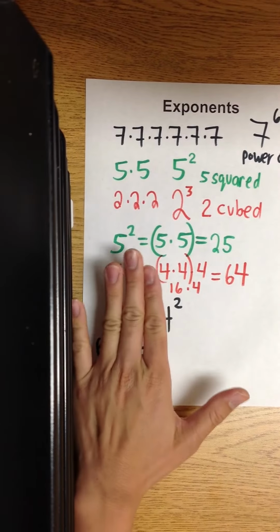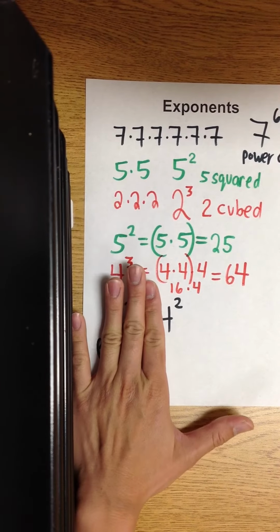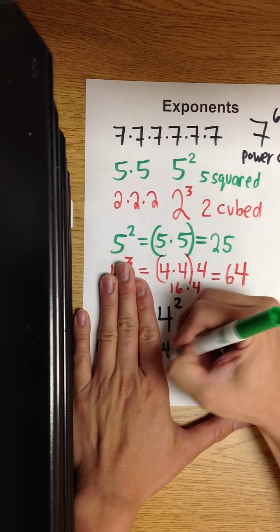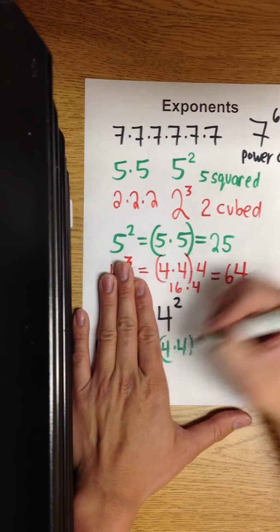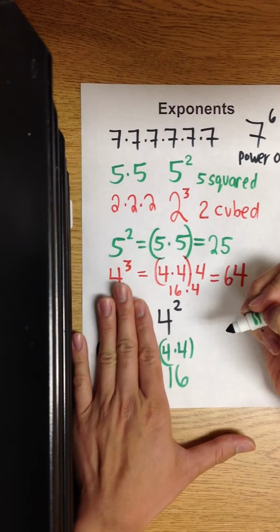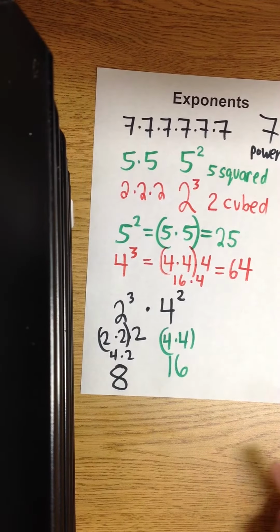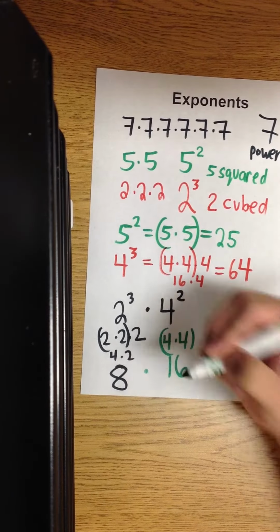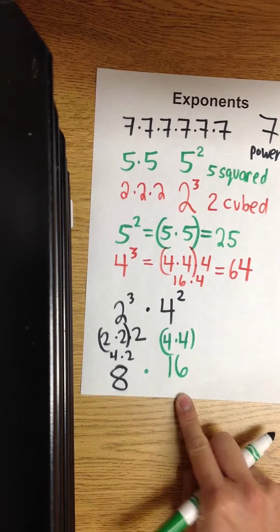Now let's focus on the right-hand side of this problem. 4 squared. So you write the base 4 twice. And what is 4 times 4? 16. Again, you're multiplying, not adding. Some kids will say, oh gosh, the answer is 816. No. You forgot to multiply the left side with the right side.